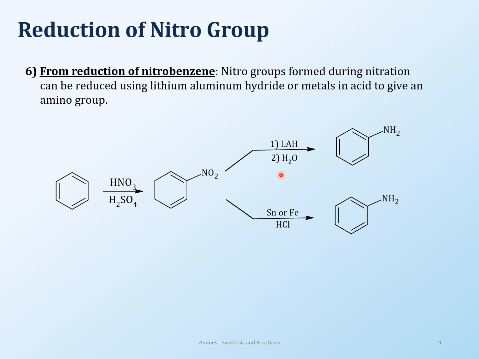That's the thing. LAH is easy enough to use, so if you don't have any other group that can be reduced like carboxyl or ketone, then just use LAH, no big deal. But if you did have a carboxylic group or an aldehyde or a ketone, then you may want to use the metal with HCl. Okay, so that way you don't reduce the other group, you only reduce the nitro group, if that's what you want.